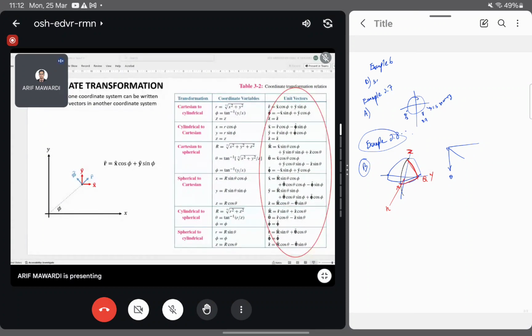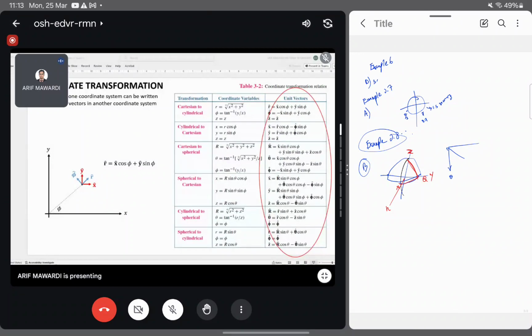So again, now we are not interested in the coordinates of the point. In the previous examples, we were interested in the coordinates of a point. Now we are interested in the unit vectors at that point. So if I were to sketch the unit vectors in the Cartesian coordinate system, we have X, Y, and Z.